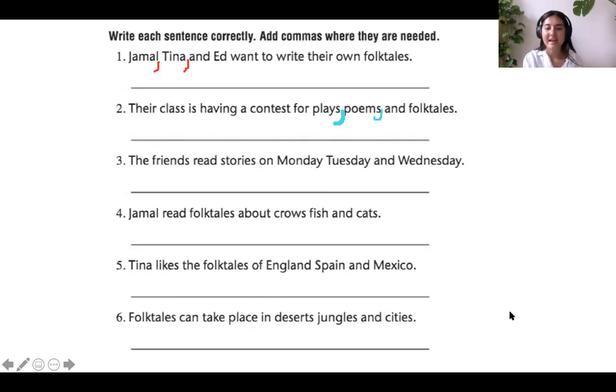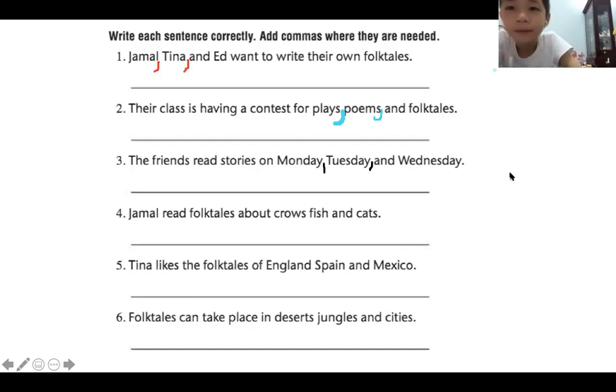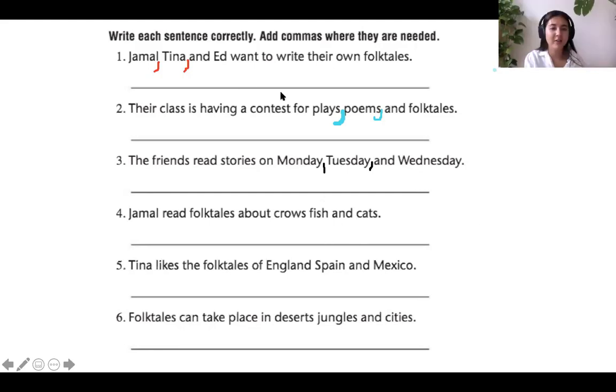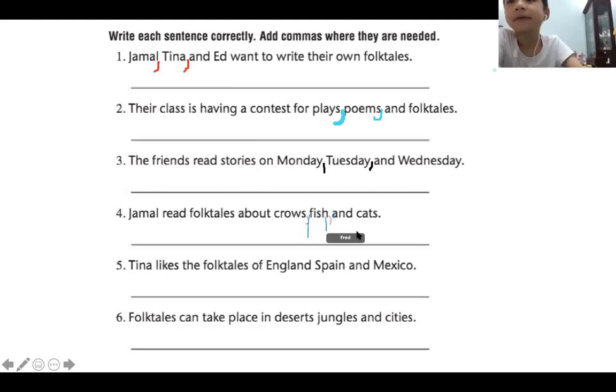Number 3, can you please fix that one for me, Cherry? Lovely. So now this says the friends read stories on Monday, Tuesday, and Wednesday. Number 4, Fred, can you please fix that for me? Jamo read folk tales about crows, fish, and cats. Okay, so you can't draw on my screen, so I'll do that for you. Crows, fish, and cats. Good job, Fred. Well done. Oh, you can draw on my screen.